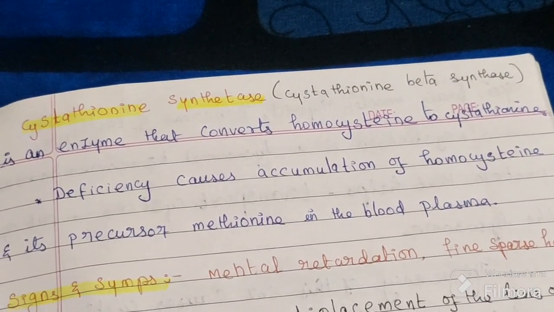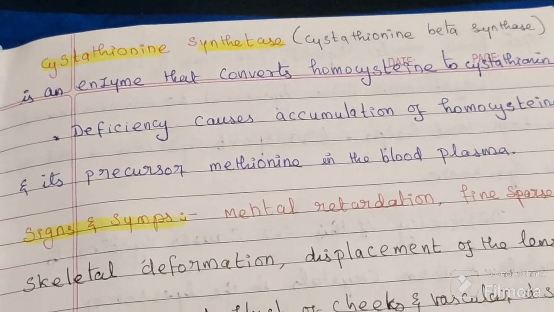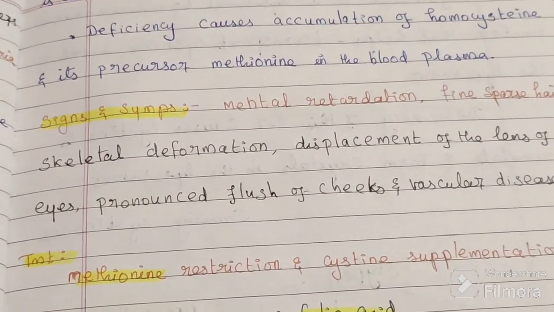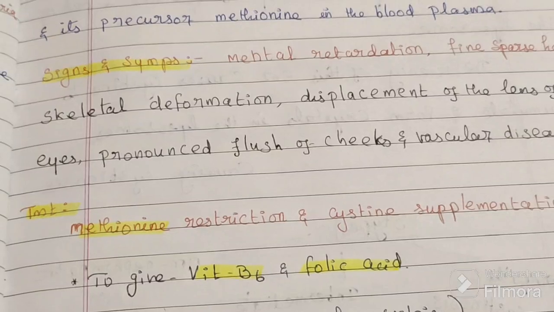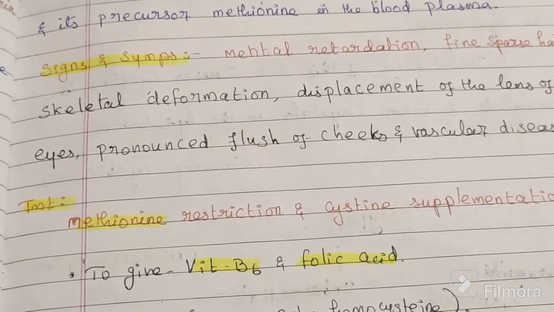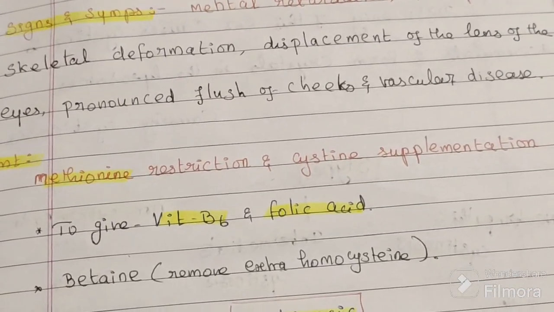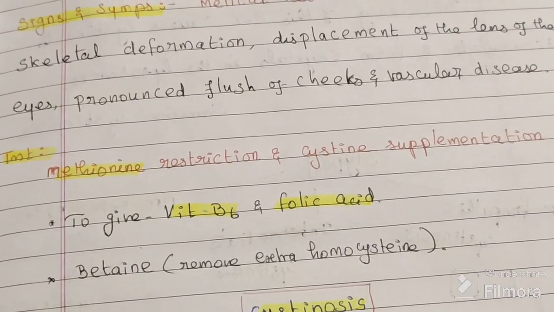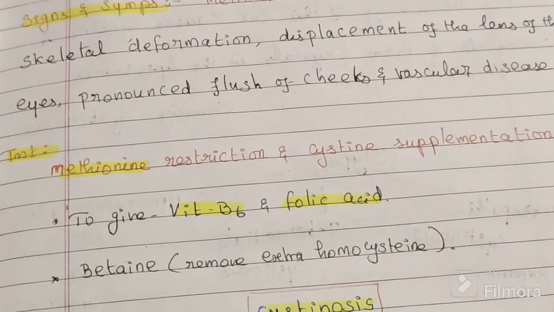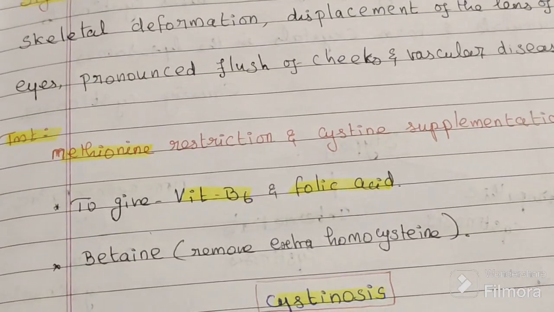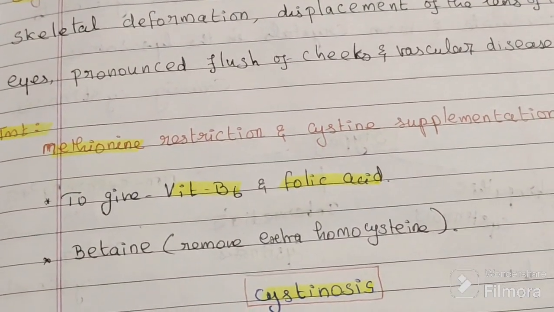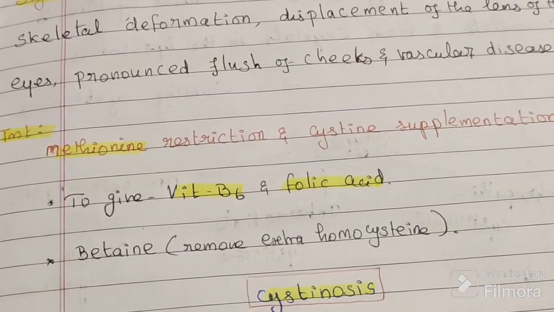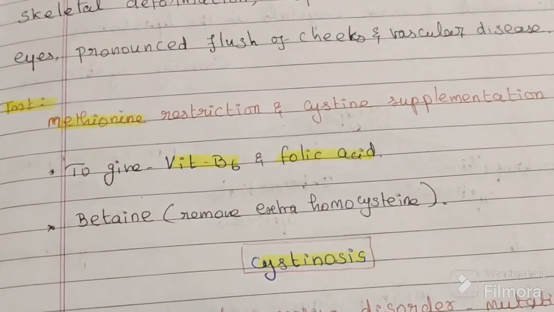Then vascular diseases. Treatment includes methionine restriction and cysteine supplementation. Vitamin B6 and folic acid can be given. Betaine is a medication that removes the extra homocysteine from the body and it can be given.